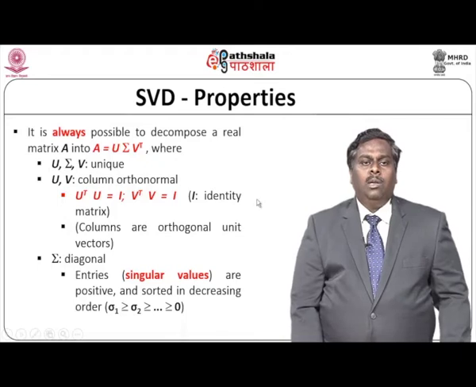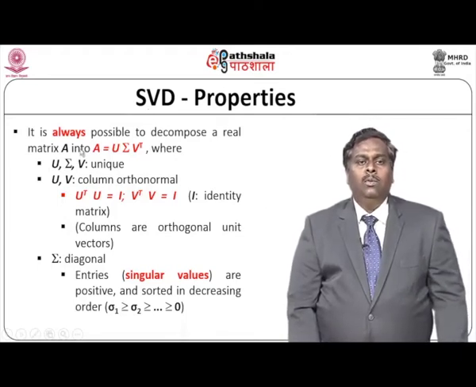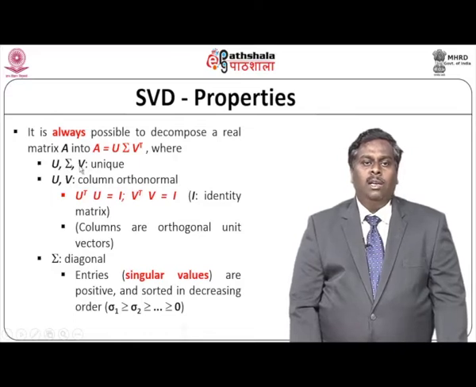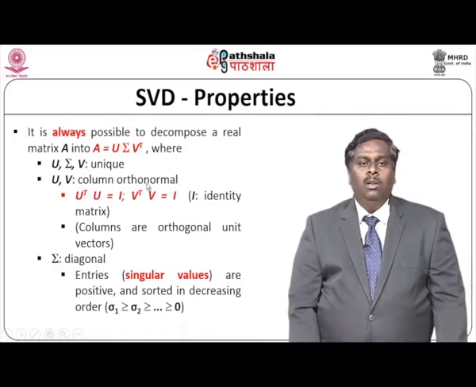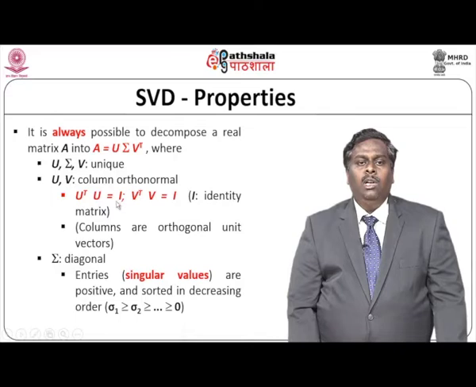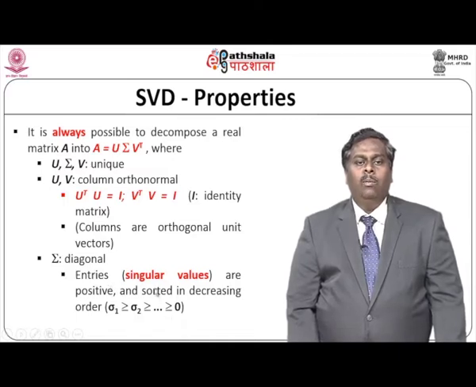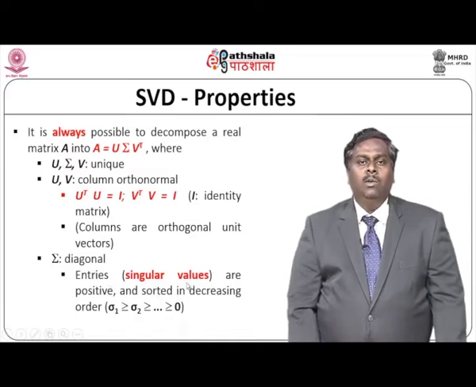So, what are the properties of this U, V and sigma matrix? U, sigma and V are going to be unique matrices. U and V, the columns are going to be orthonormal, meaning U transpose multiplied by the original matrix U will result in an identity matrix. Therefore, the columns of these matrices are going to be orthonormal. The sigma matrix is going to be diagonal, that is, entries along the diagonal alone are going to be singular values, and these singular values are going to be positive and sorted in decreasing order.